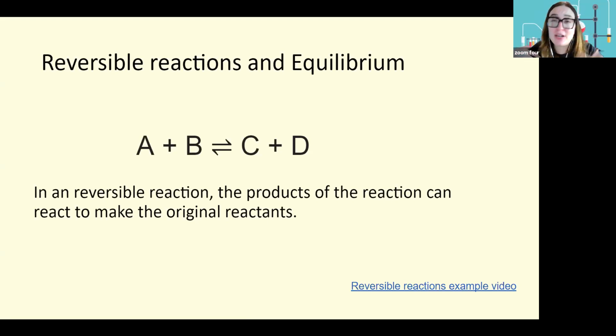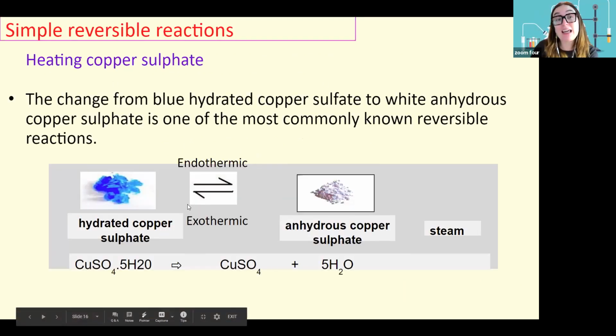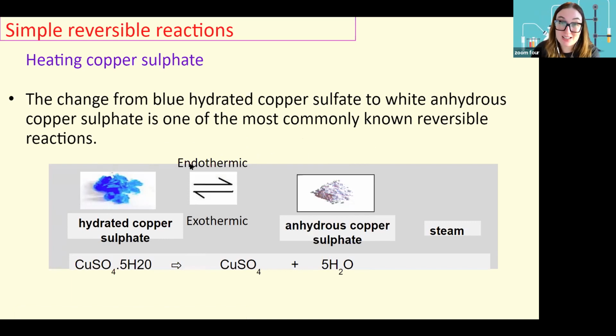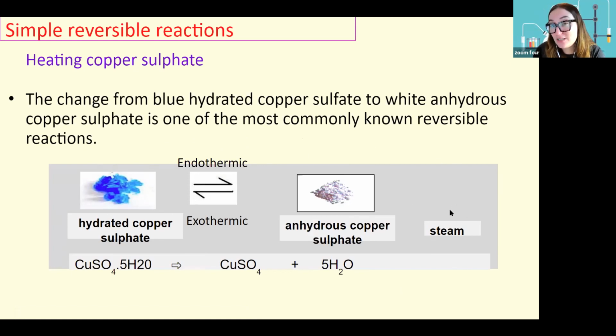Okay. And then hopefully you'll get a better understanding of it, because I actually go through this reaction here, which is when you heat hydrated copper sulfate. Because it's an endothermic reaction, it needs to absorb energy to react. And you end up with anhydrous copper sulfate and you produce steam as well. I then can reintroduce water and push the reaction back the other way, which is exothermic, so a little bit of energy is released, and make my hydrated copper sulfate again.